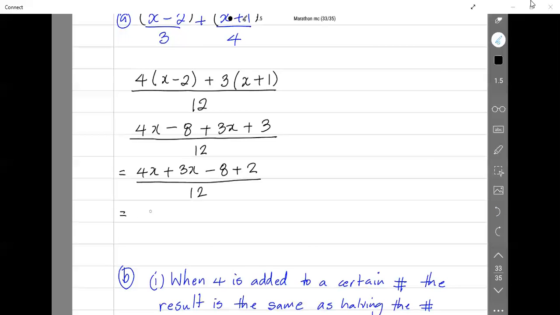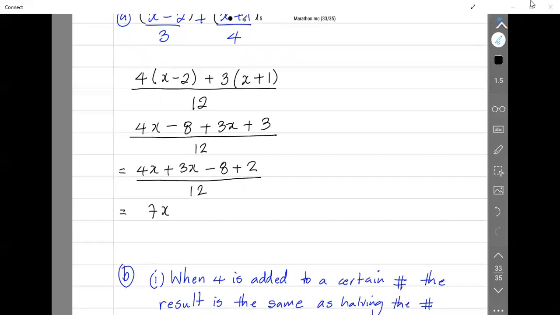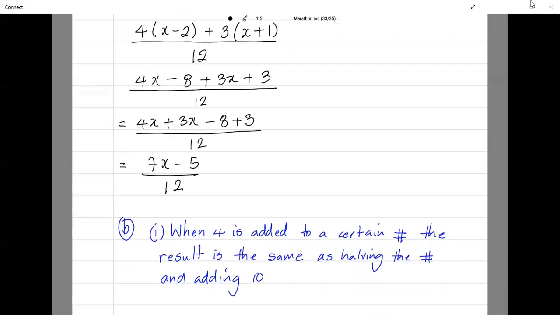4x plus 3x is 7x. Minus 8 plus 3, it shouldn't be 2, it should be 3. Minus 8 plus 3 is minus 5. And this is over 12. So that's the answer for A. Let's go to B.